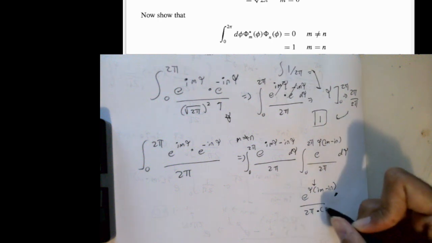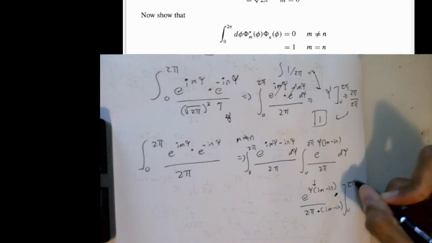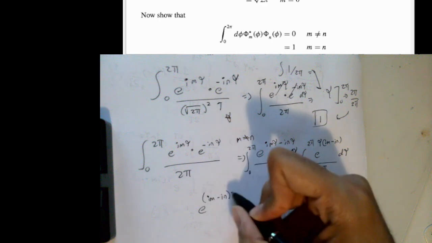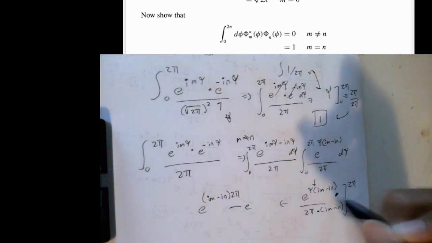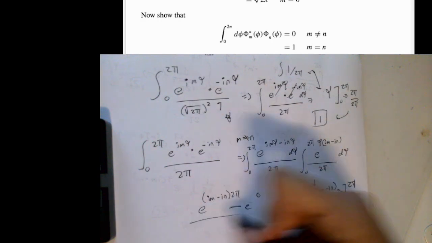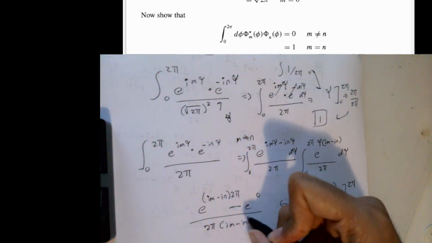Times whatever this is, so i m minus i n. But frankly, we don't really need it. Do you know why? Because if we take e to the i m minus i n of 2 pi minus e to the 0 times anything 0, all over 2 pi over 1 minus i m minus i n.